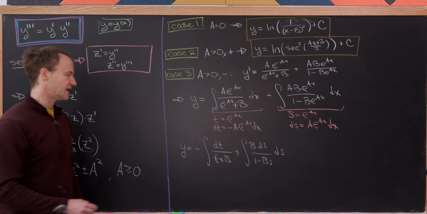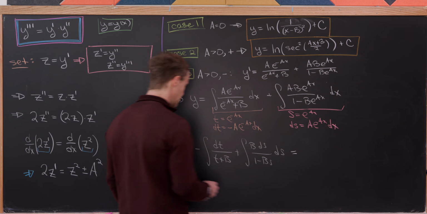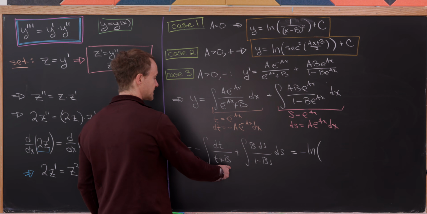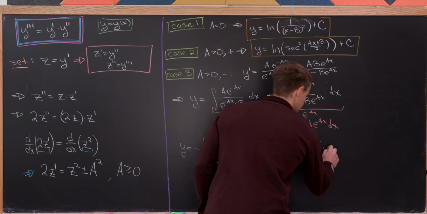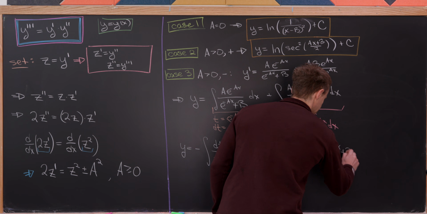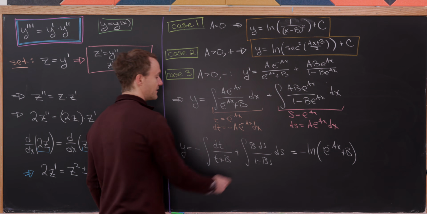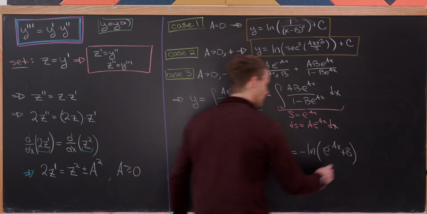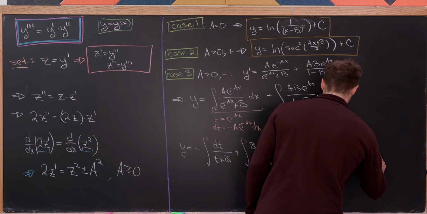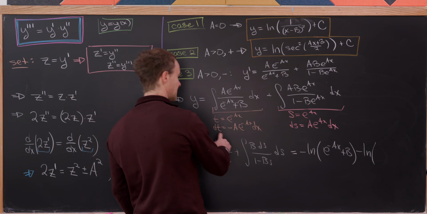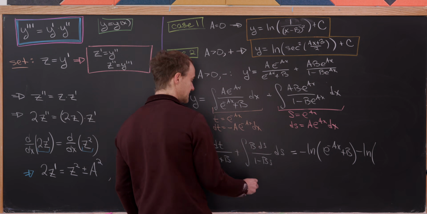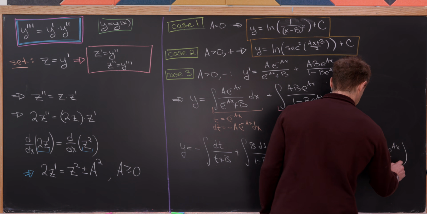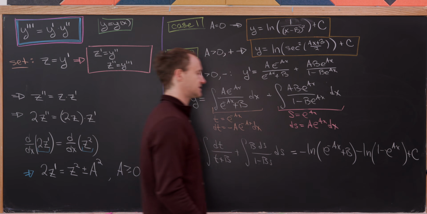Okay, great. But now we can take antiderivatives, and we'll have, let's see, minus natural log of t plus b, but recall that t is this. So we have e to the minus ax plus b. And then here we're going to pick up a minus sign from this antiderivative, and then this b will cancel. So we'll have minus the natural log of 1 minus b times s, but now s is this e to the ax. So it's 1 minus b times e to the ax, and then plus our new constant c.